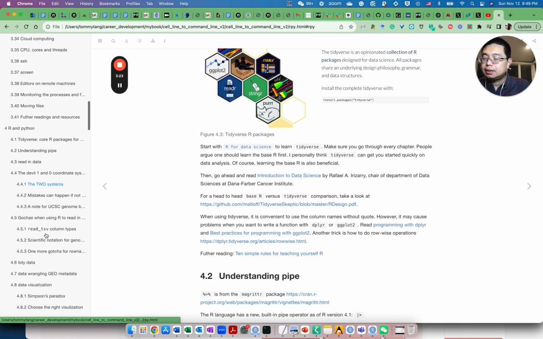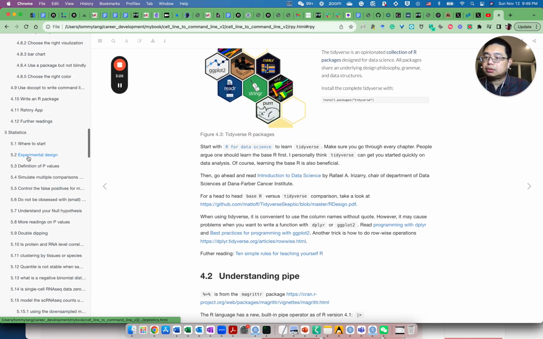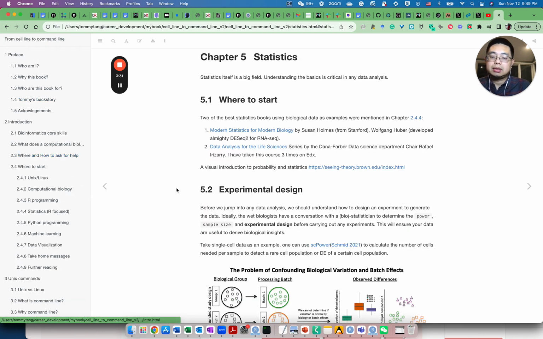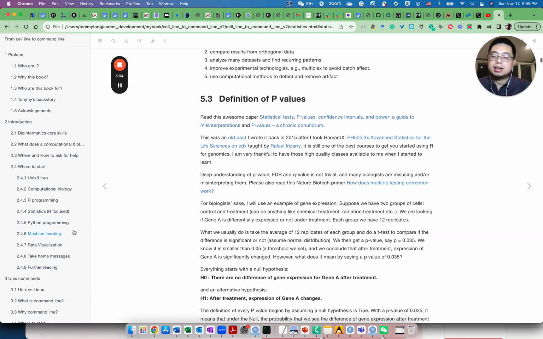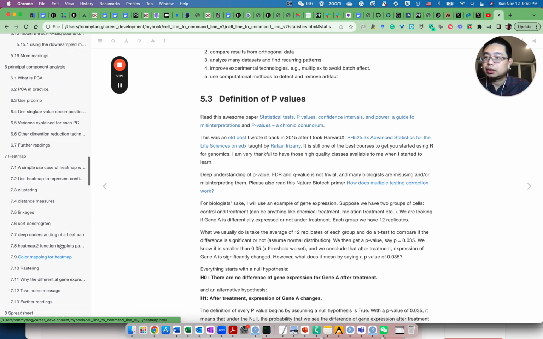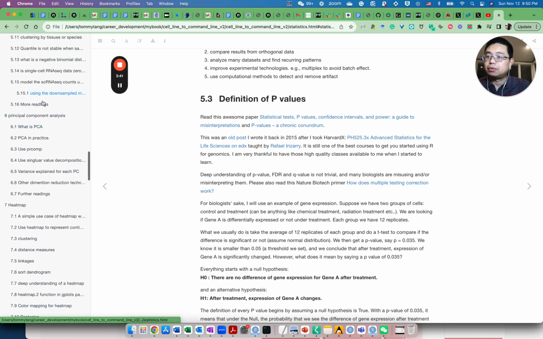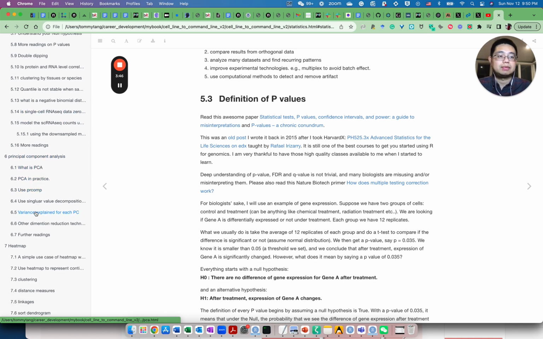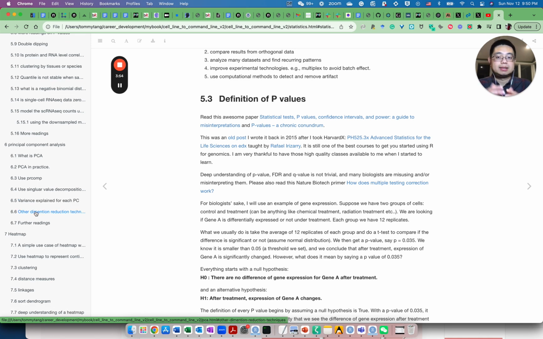And I will also, in the later chapters, talk about statistics, experimental design, and p-values. And I have a chapter on, for example, principal component analysis. Usually this is always the first step that I do for any data analysis: just plot the principal component plot and see whether there is anything irregular in the data. Okay.